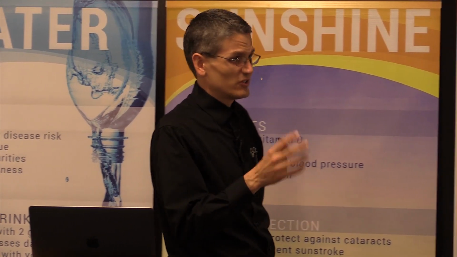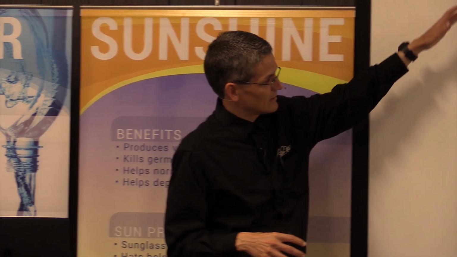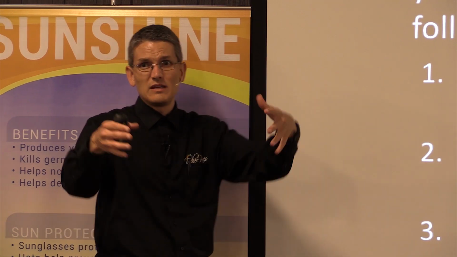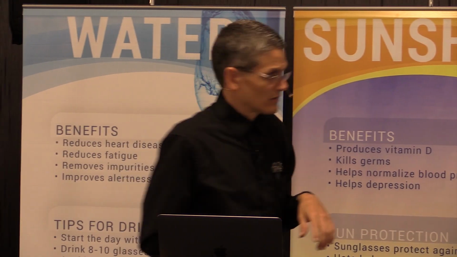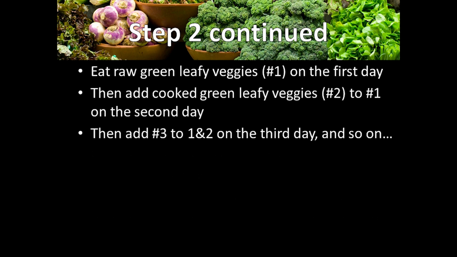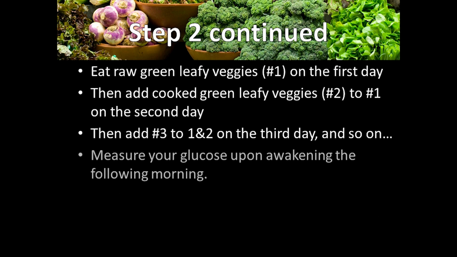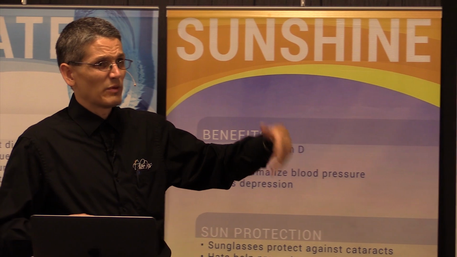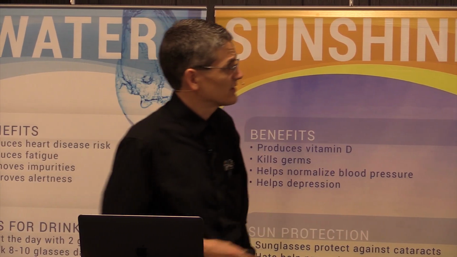So it depends on how bad your insulin resistance is and how good your pancreatic function is as to where you'll land up in this list and be able to eat those things in these categories and still keep your blood sugar levels below 90 in that ideal range. So, again, as I mentioned, you eat those raw green leafy vegetables on the first day, and then you add the cooked green leafy vegetables on day 2, and then add number 3 on the 3rd, and so on and so forth, measuring your blood sugar when you wake up in the morning. And if your blood sugar is below 90, keep adding to the next category, and so on and so forth.